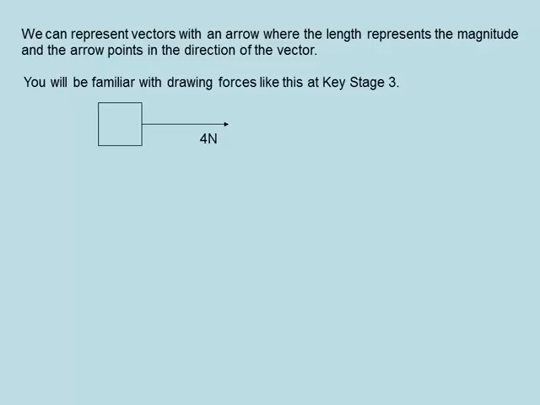Here we have a box with a 4 Newton to the right force. Here we have a 2 newtons to the left and 4 newtons to the right. So the 2 newtons arrow is half the length of the 4 newtons arrow.